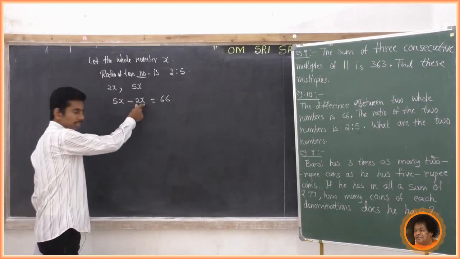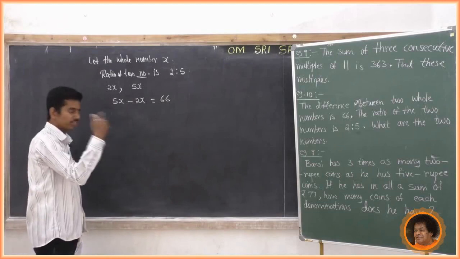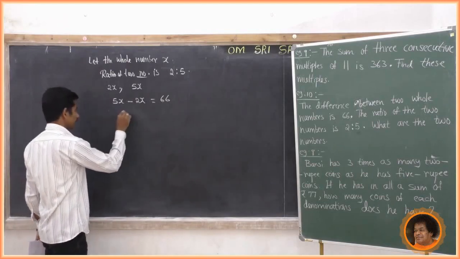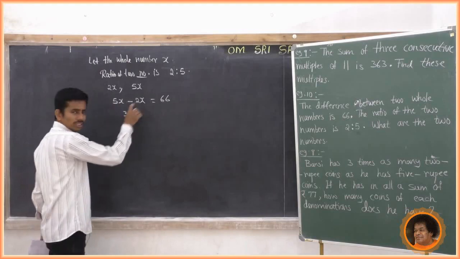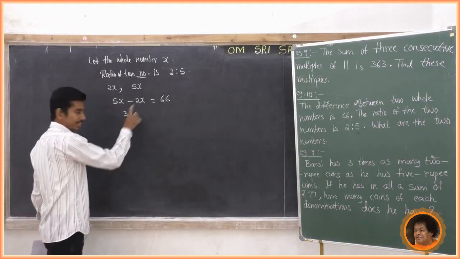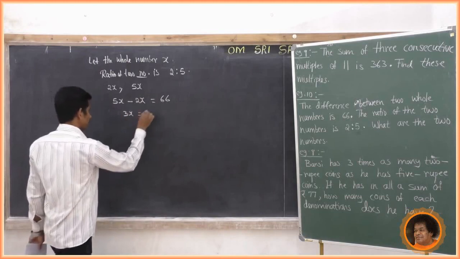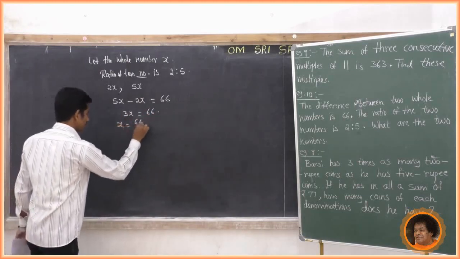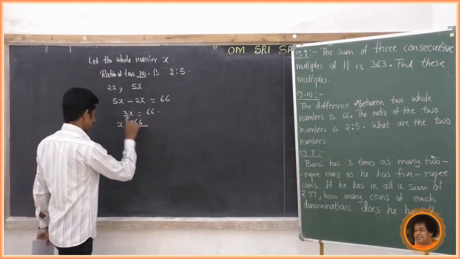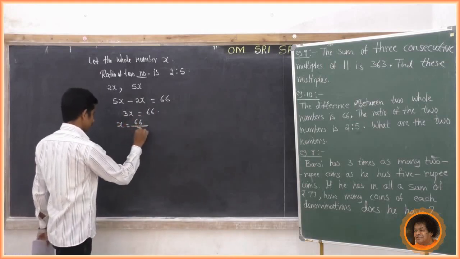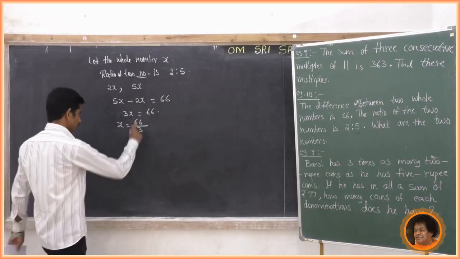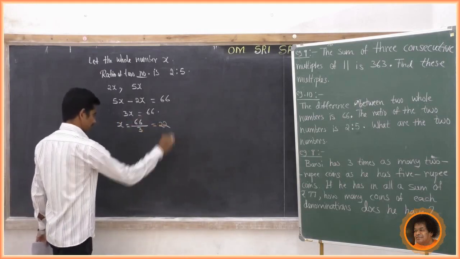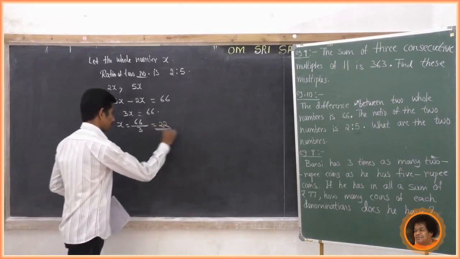5x and 2x are like terms because they contain the same variable, that is x. 5x minus 2x we get 3x, since 5 minus 2 is 3. The variable is x, so write 3x equal to 66. Then 3x equals 66. Now it is a multiplication. When it goes to the right hand side, it becomes division. So 66 by 3. 3 twos are 6, 3 twos are 6. So x equals 22.